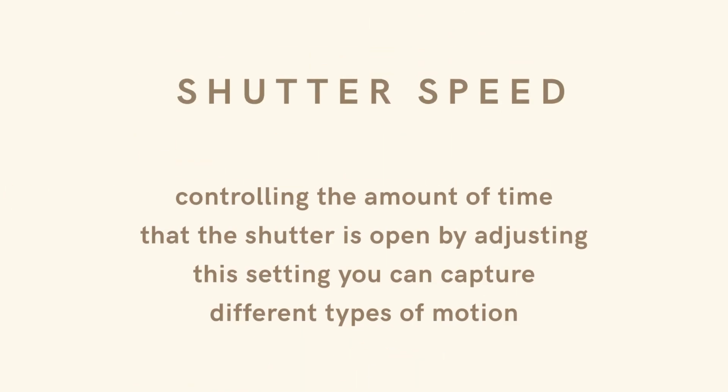You know the snap sound in your camera? That is the sound you hear when the shutter is opening and closing. Shutter speed is controlling the amount of time that the shutter is open. By adjusting the setting, you can capture different types of motion.